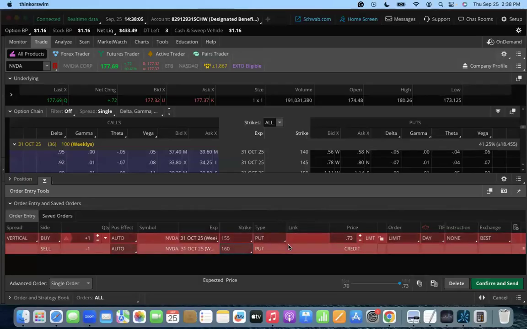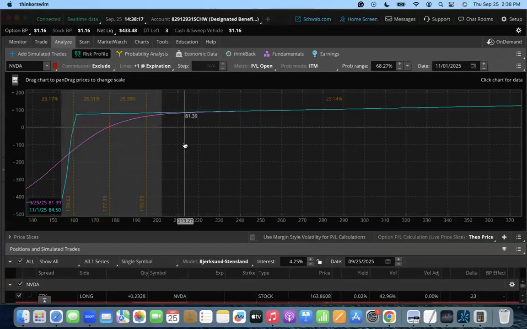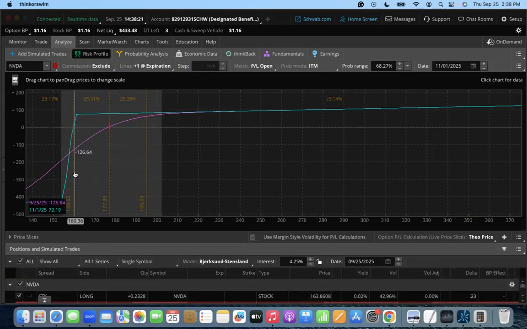This is a low-risk, high-probability trade, and you can use thinkorswim. Another thing I want to show you: if you right-click anywhere on this trade and click the Analyze Trade button, you can see the risk profile. As long as the Nvidia stock by October 31st is above 159.83, you are making a profit. Your max profit is $73. Your max loss is $423 or something like that.